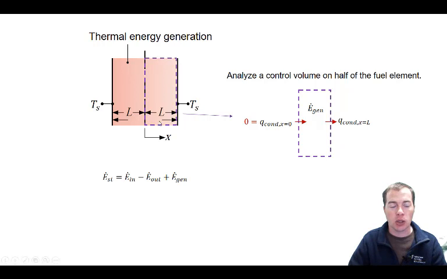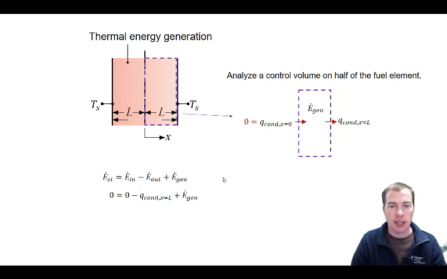The heat transfer energy balance equation says that the rate at which thermal energy is stored within the volume must be equal to the rate at which it is transferred in minus the rate at which it is transferred out plus the net rate at which it is generated within the volume. We of course have no storage because we are dealing with a steady state problem. So this first term goes to 0. I see no energy transferring in because we have identified that there is no heat transfer across the symmetry plane. There is a transfer of energy out by conduction, and there is thermal energy generation within the volume.